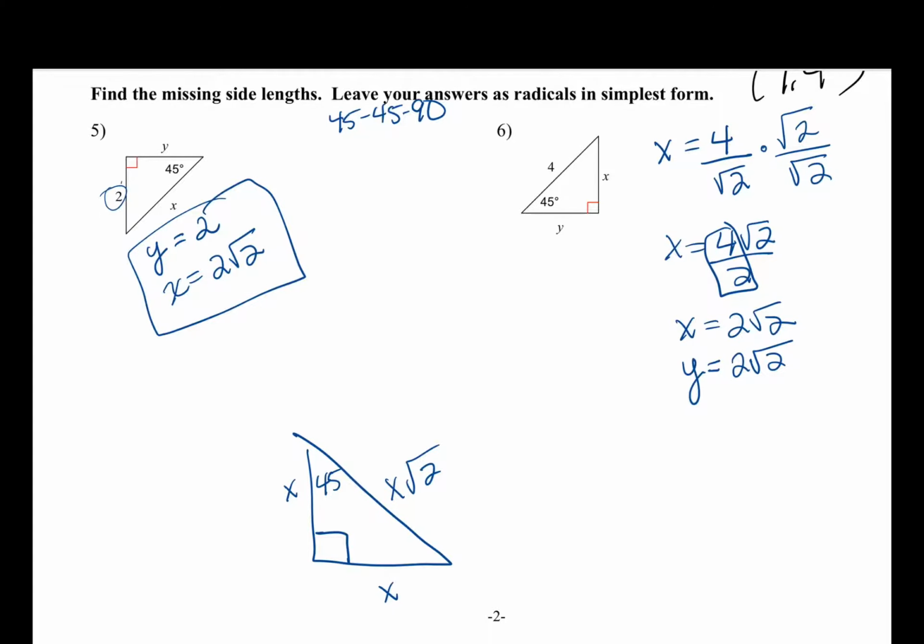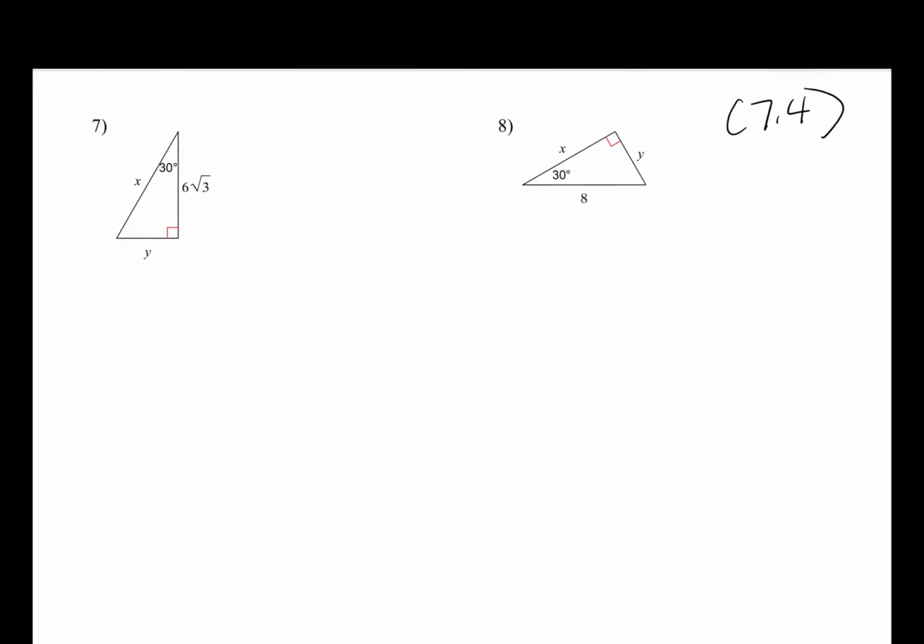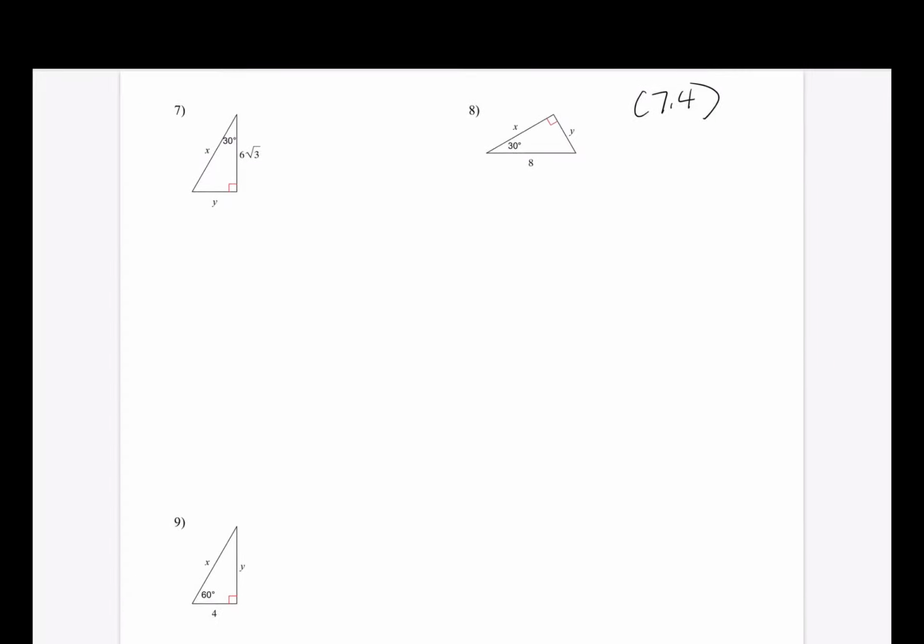Okay. Now, 30-60-90 triangles. 30-60-90 triangles all look like this. The leg across from the 30-degree angle is the shortest side.